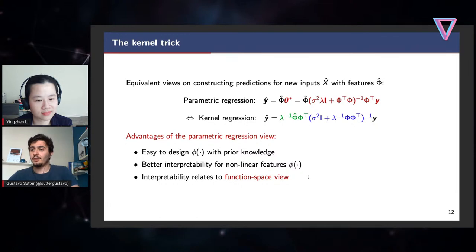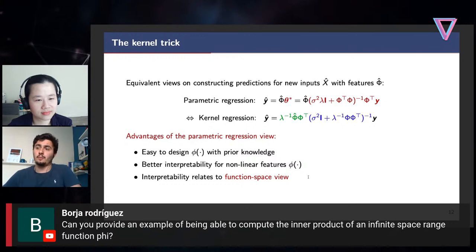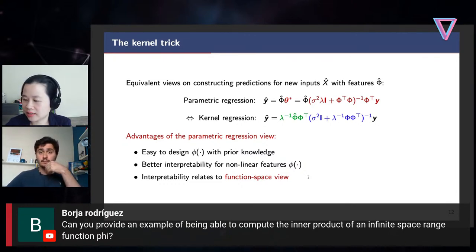Okay. And the other question that arrives here is the following. Can you provide an example of being able to compute the inner product of an infinite dimensional range function phi? Yes. I think this is also related to the content at the end of the talk, but there are some kernel functions, like a square exponential kernel, in which the corresponding phi is actually infinite dimensional. It is like a collection of sine waves and cosine waves. So in that case, phi is actually infinite dimensional.